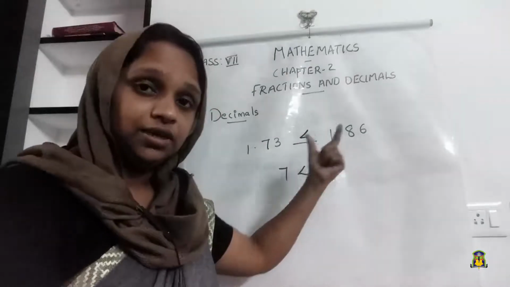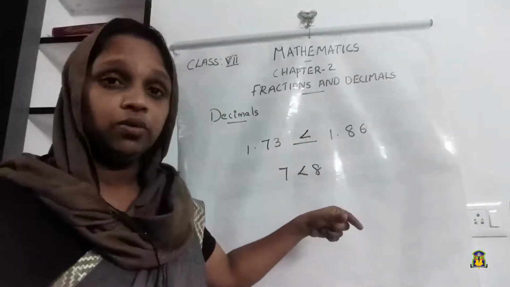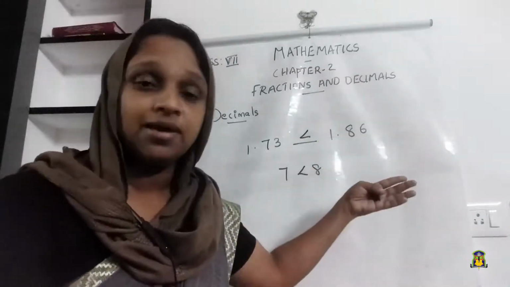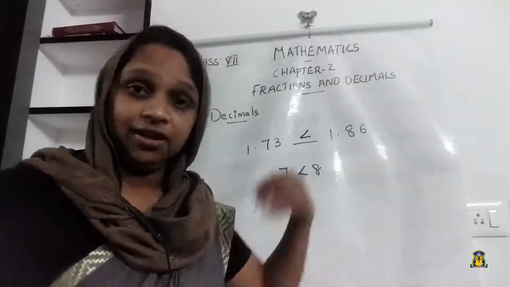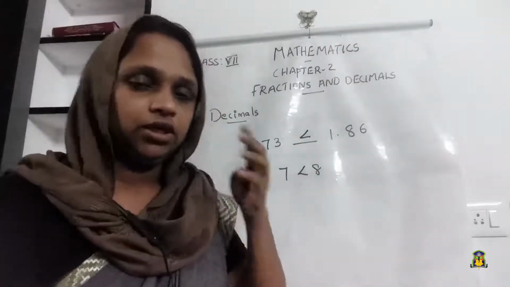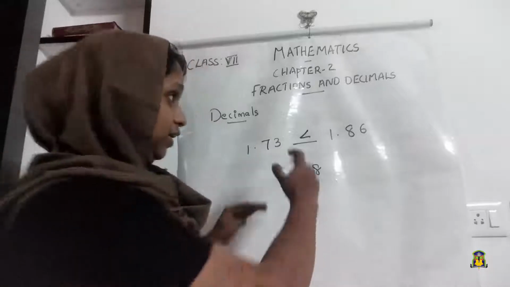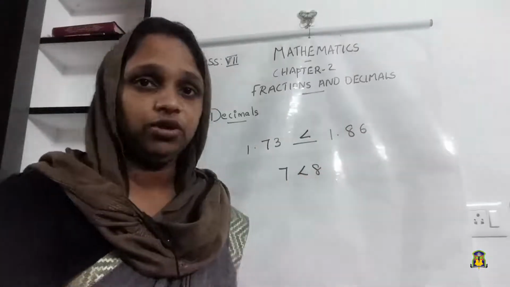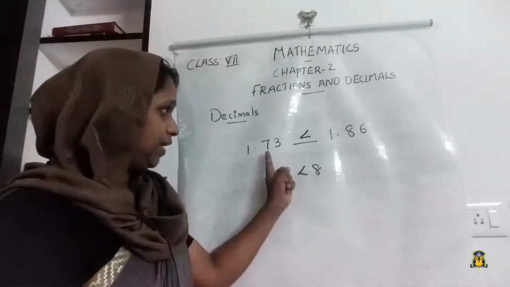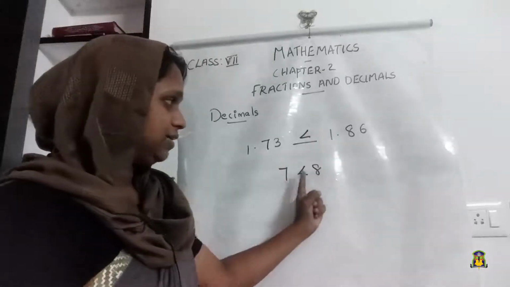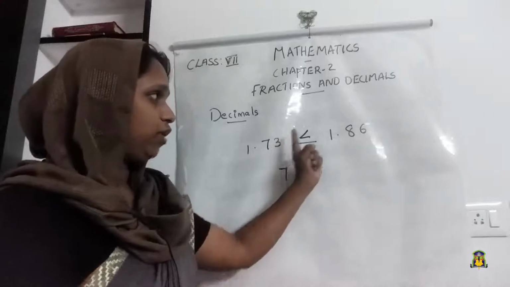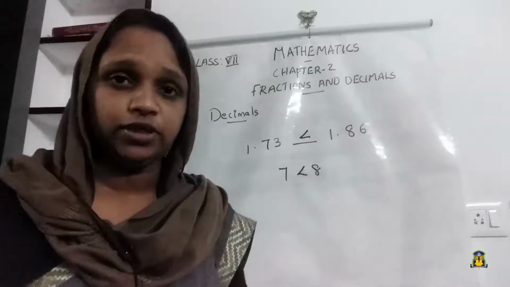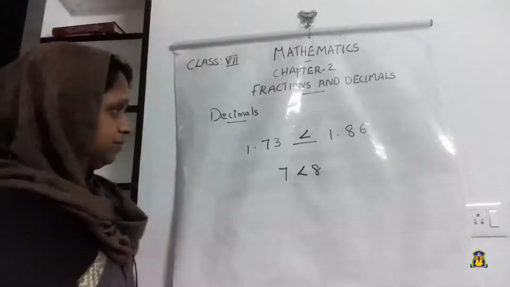If the tenths place is also equal, then we move on to the hundredths place, then the thousandths place. If they are not equal, then we can stop there. If equal, then we move one by one to the next place. So here the tenths place is different, so 7 is less than 8. So we can write that 1.73 is less than 1.86. Okay, students.